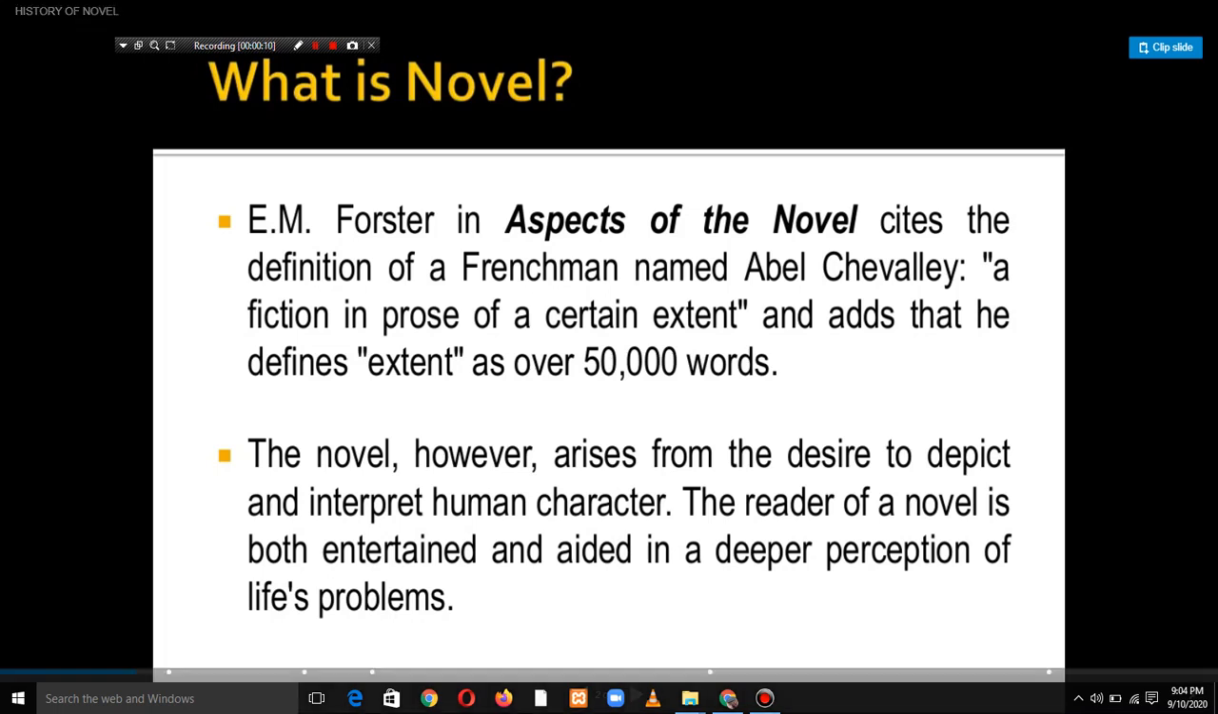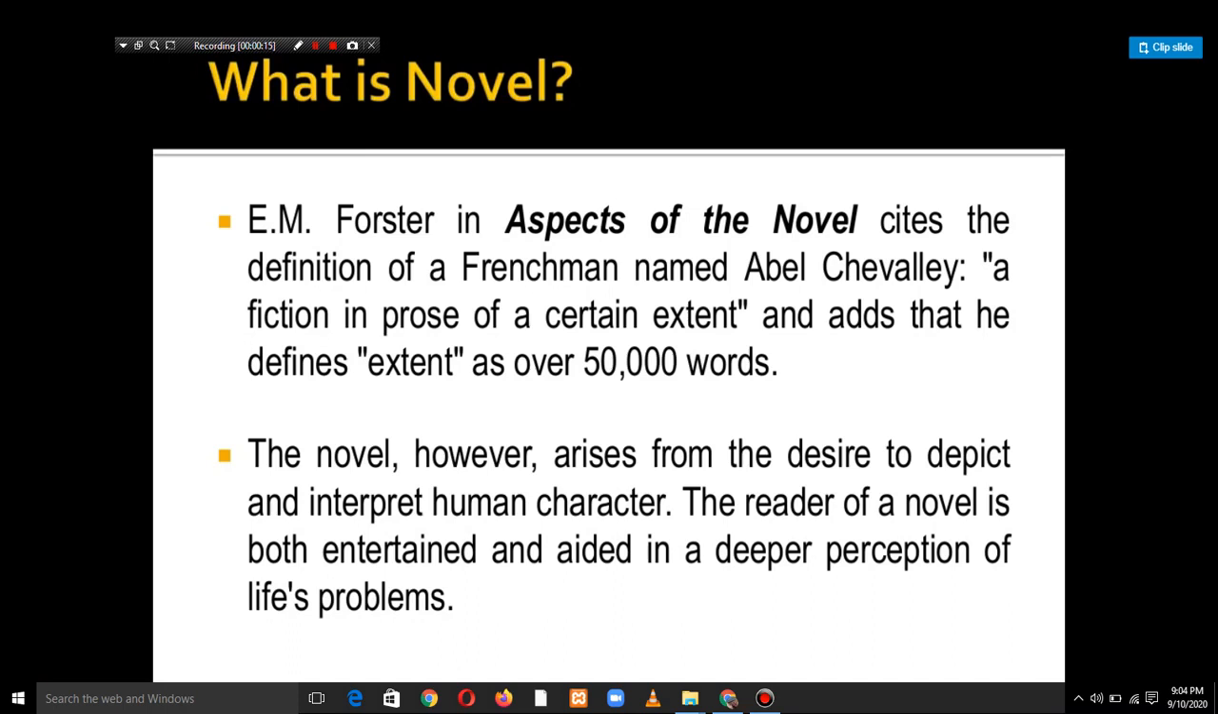E.M. Forster, in Aspects of the Novel, cites the definition of a Frenchman named Abel Chevalley: a fiction in prose of a certain extent, and adds that he defined extent as over 50,000 words. The novel, however, arises from the desire to depict and interpret human character. The reader of a novel is both entertained and aided in a deeper perception of life's problems.